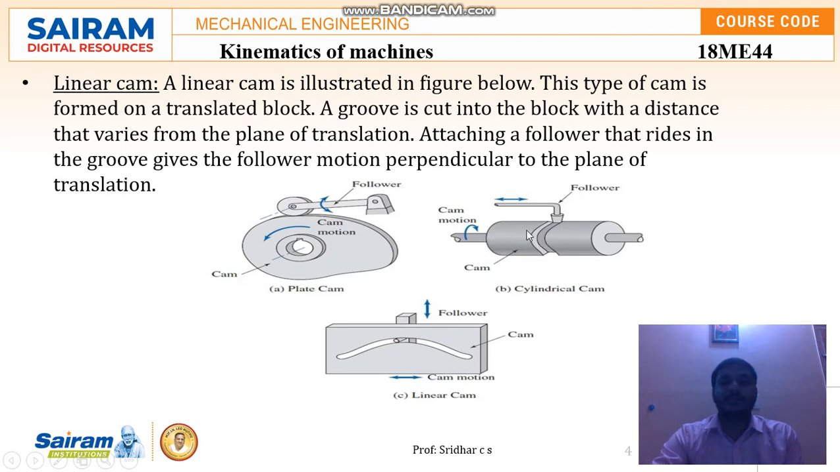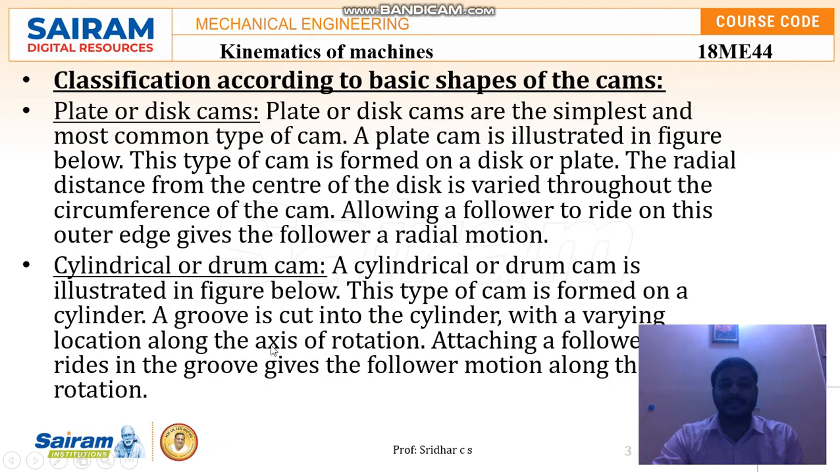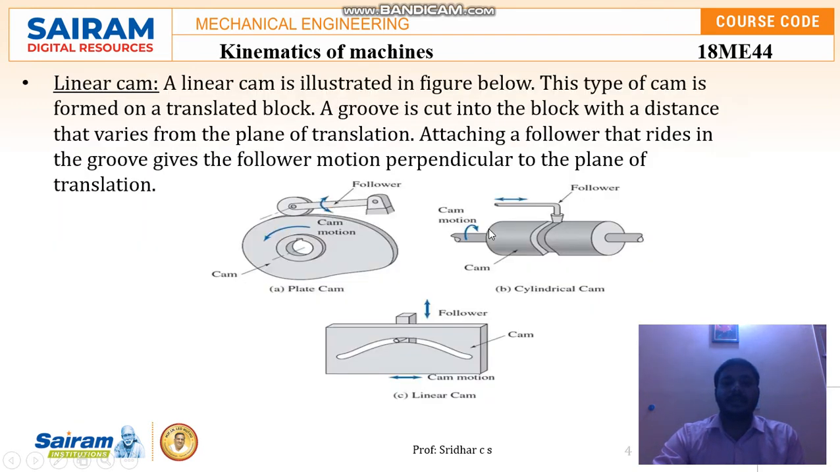So because of the cam rotation, along with that groove, the follower that rides in the groove is given motion along the axis of rotation. So the contact between the groove and the follower provides the motion, and the follower can transmit the motion which is provided from this rotation. So this type of cam we call a cylindrical cam.